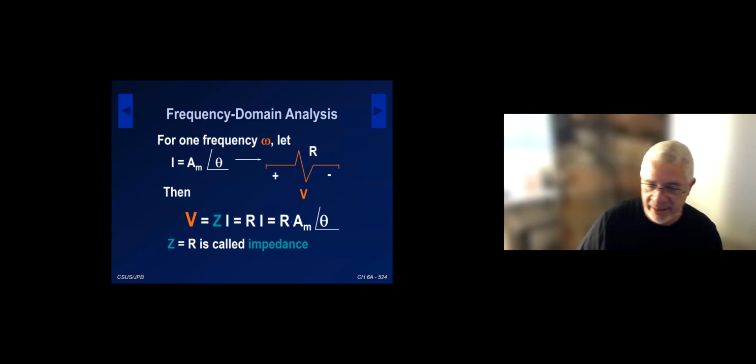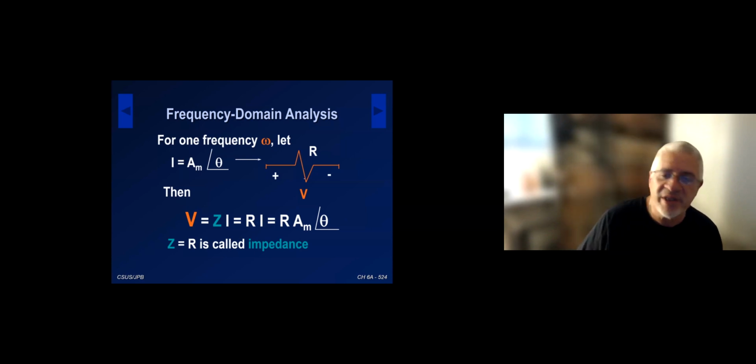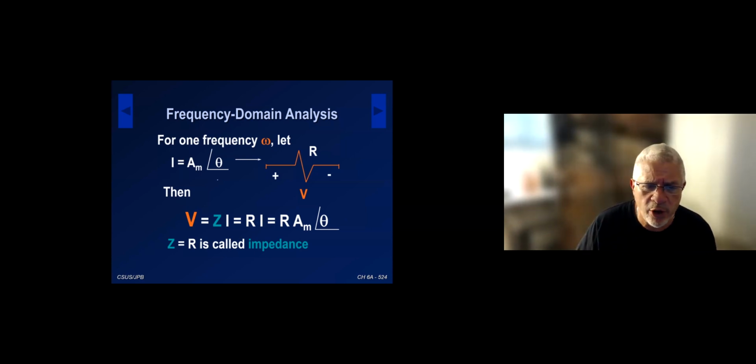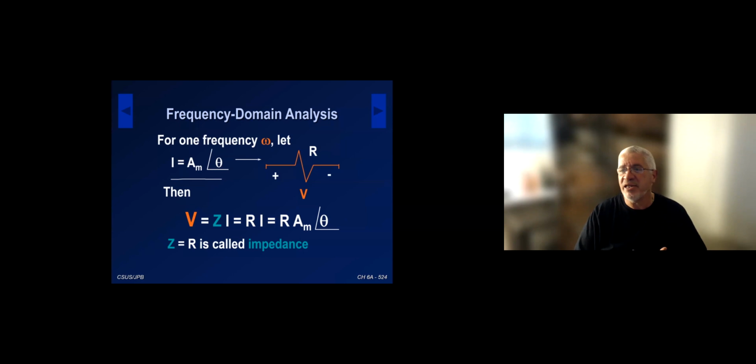Start with the easiest case, the resistor. So we say if we have a resistor and we put a current given by A_m, with an amplitude A_m and an angle theta. Remember, when we write that current like this, it's really A_m e to the j omega t e to the j theta. The e to the j omega t doesn't show, but it's omnipresent. Okay, so when we write this, that's what this means here.